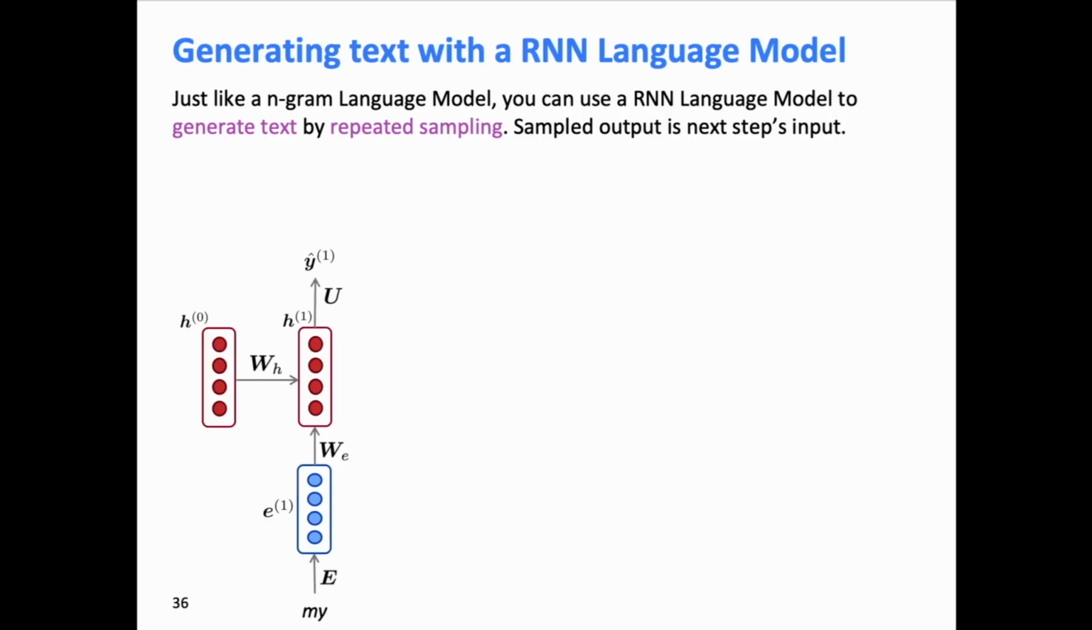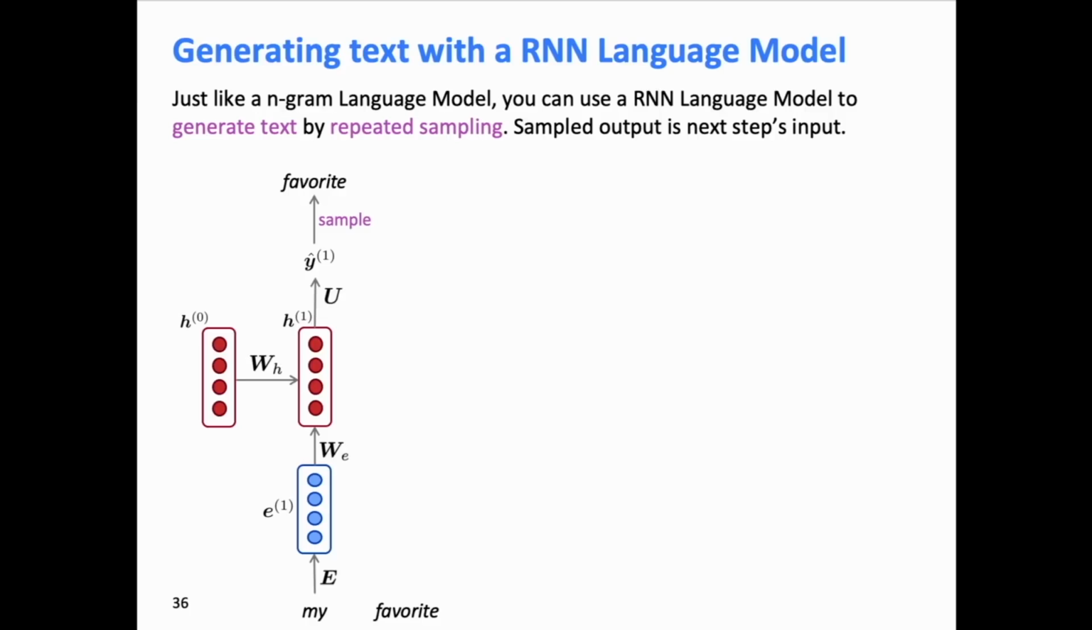And then from there, we can compute the probability distribution y hat 1 of what's coming next. And then we can use that distribution to sample some word. So let's suppose that we sample the word favorite. So the idea is that we use the outputted word as the input on the next step.